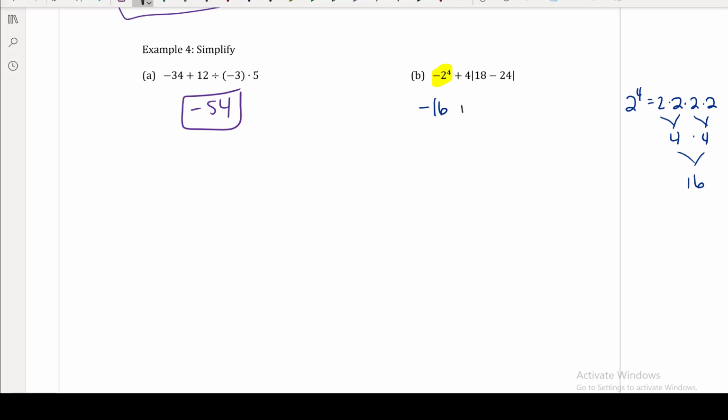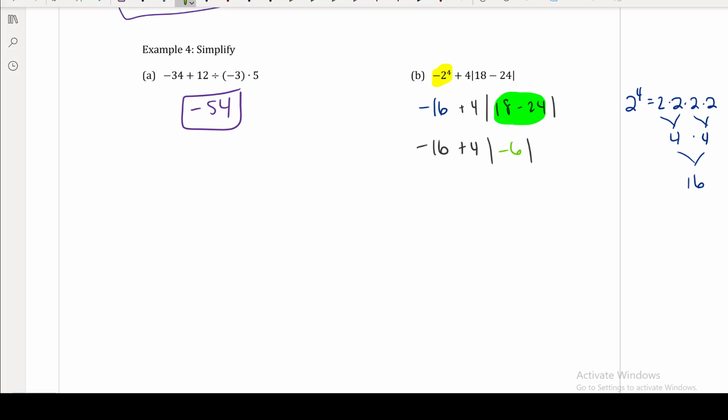So I still have a plus 4, absolute value of 18 minus 24. So the next thing that we want to do is do this subtraction. We want to see 18 minus 24. So now I'm going to have a negative 16 plus 4, the absolute value, and 18 minus 24 is a negative 6. Now I'm going to go ahead and make that a green color, so it's a negative 6.